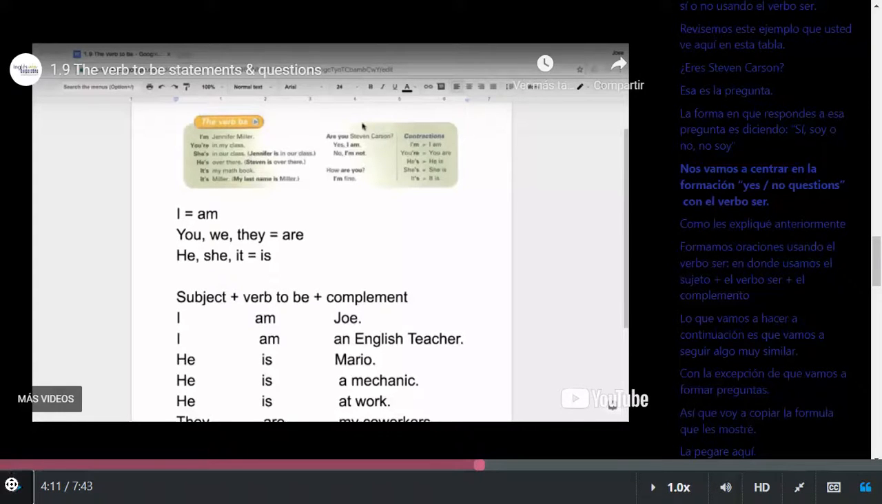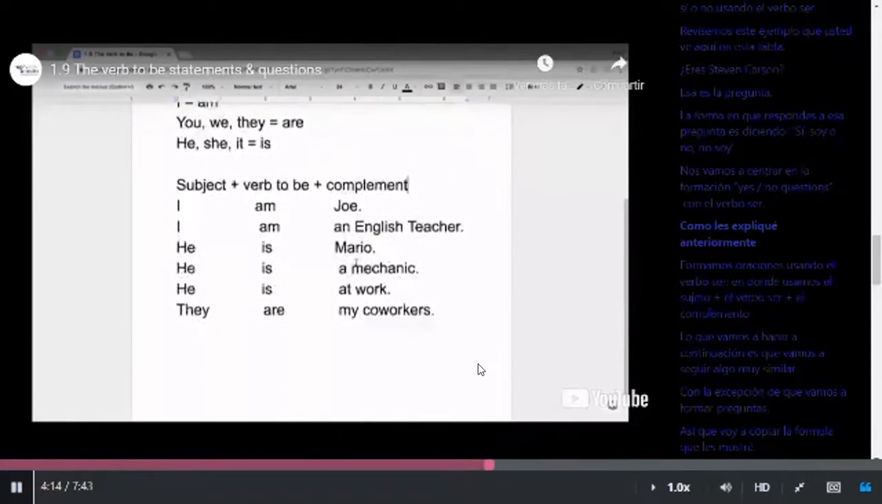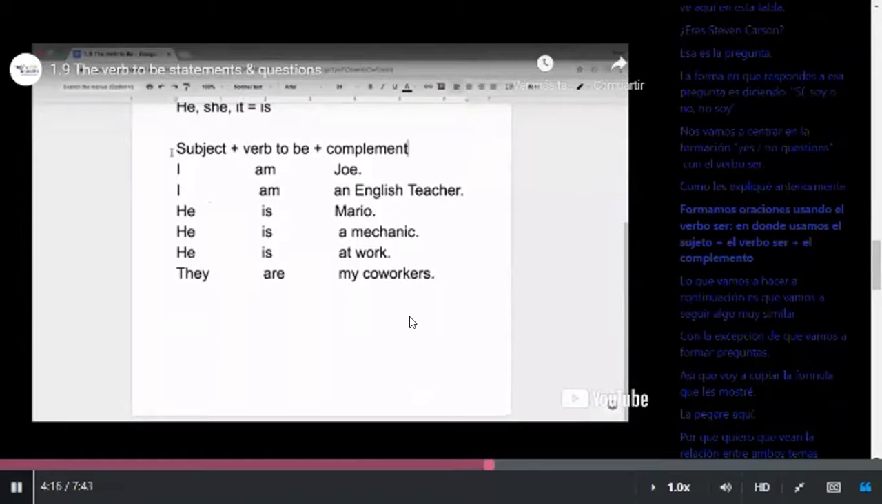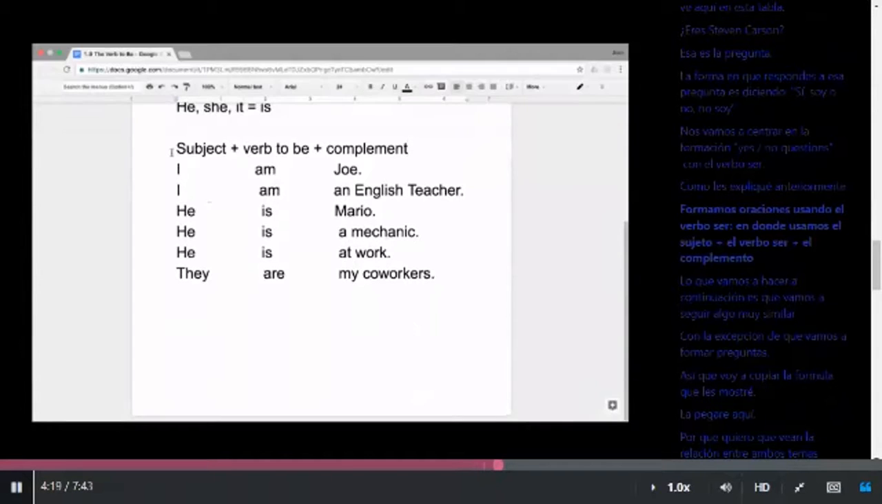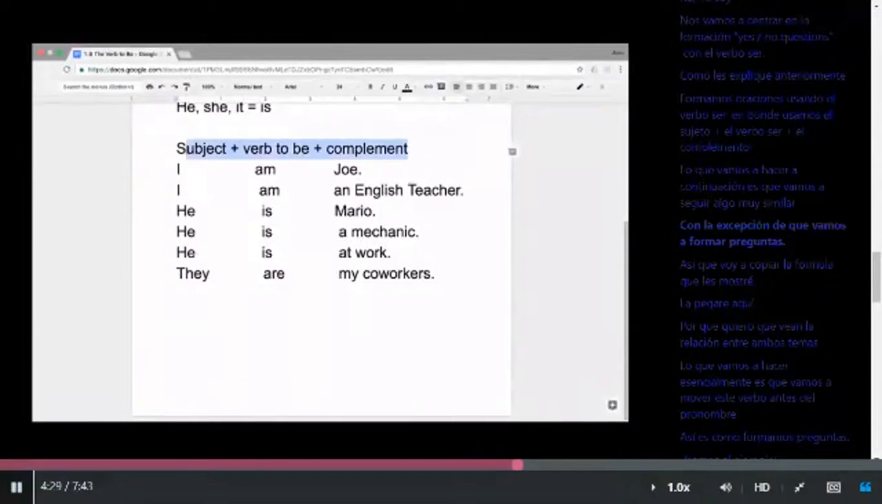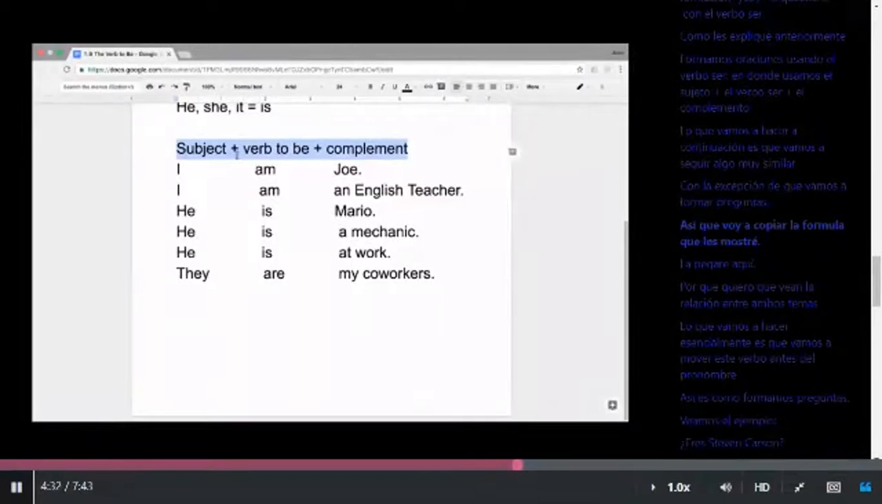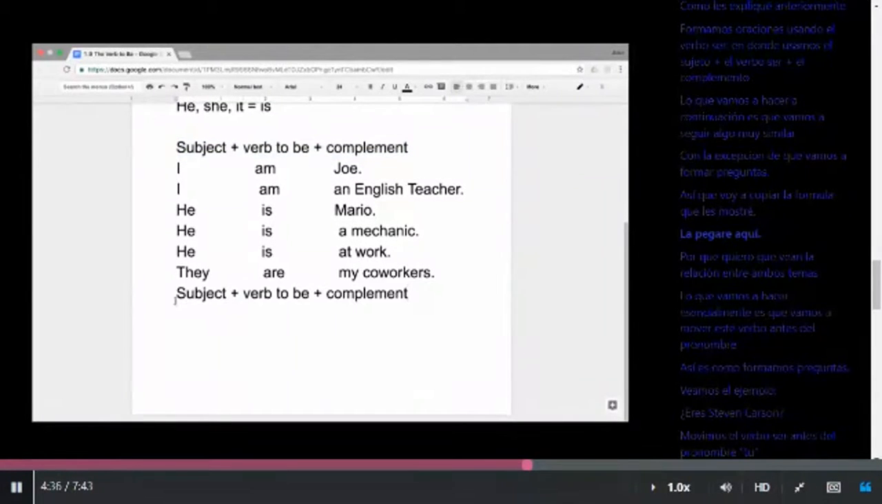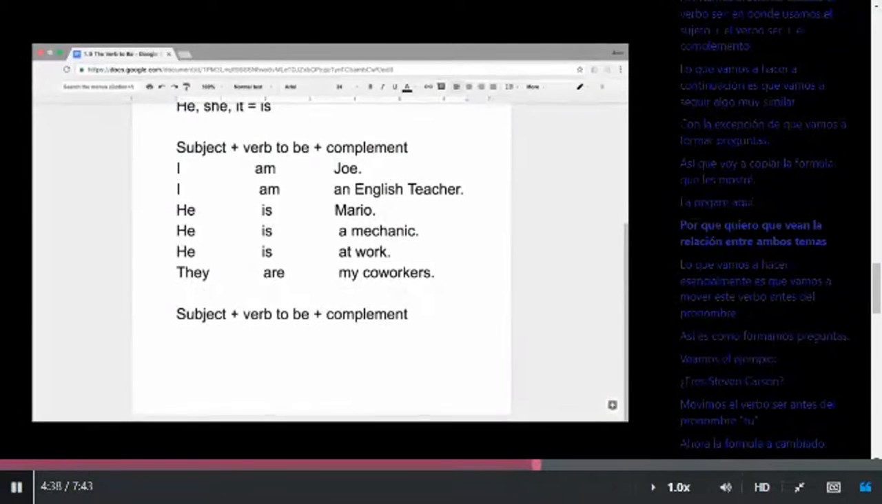Let's finalize this video. As I explained previously, I've shown you how to form statements using the verb to be, where we use the subject, the verb to be, and the complement. What we're going to do next, we're gonna follow something very similar, with the exception that we're gonna form questions. So I'm gonna copy this formula that I showed you, and I'm gonna paste it here because I want you to see the relation between the two.